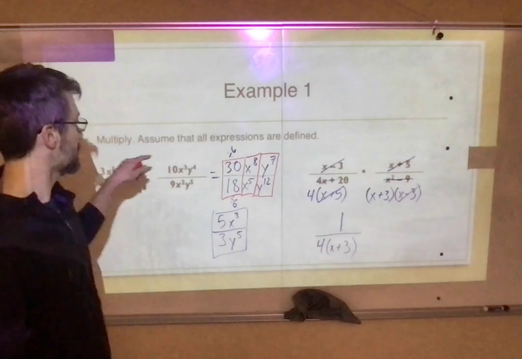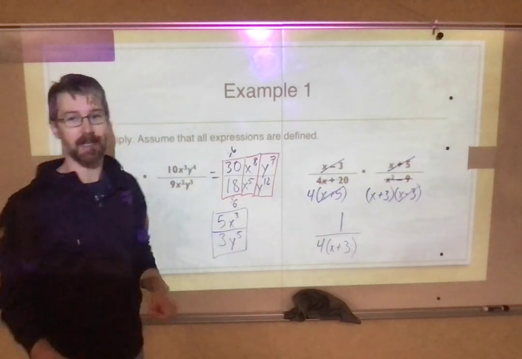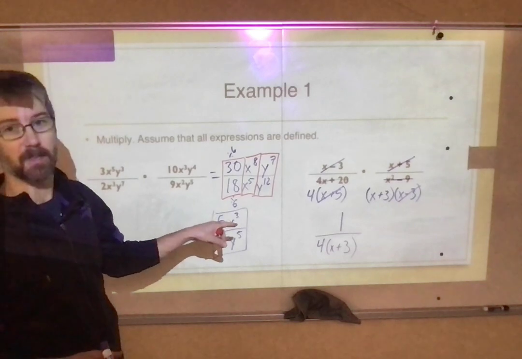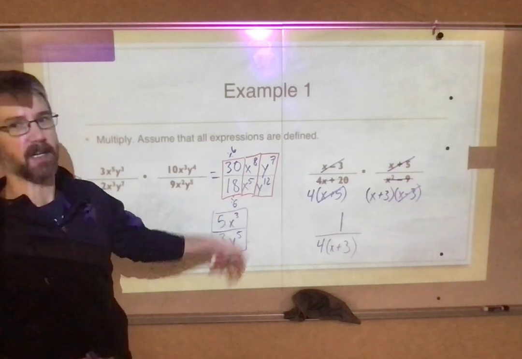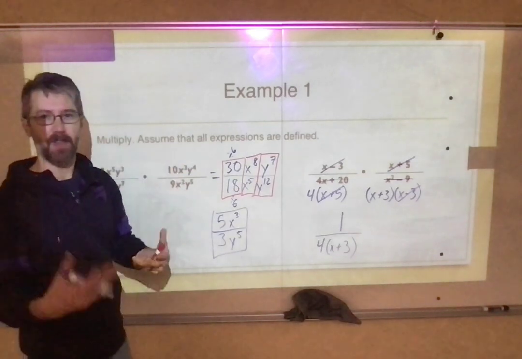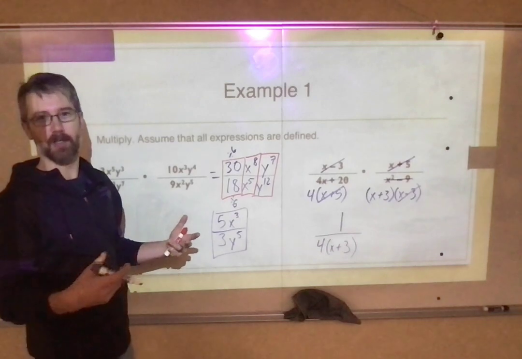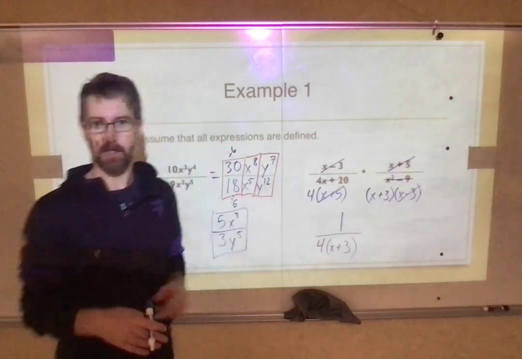Oh, also notice, it says assume that all expressions are defined. That's why I did not finish this by saying that x can't equal a negative 3 or a positive 3 or a negative 5 or anything like that. If it says this, it's good to think about what our domain restrictions are. But if it says assume that all expressions are defined, you don't have to worry about that.